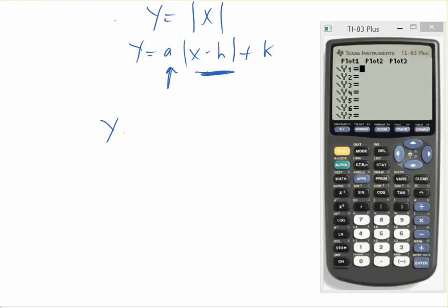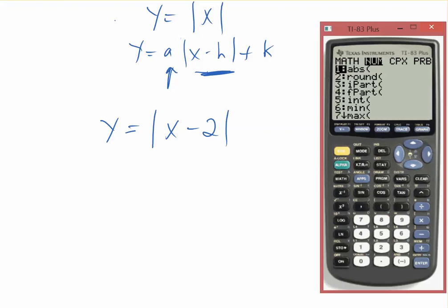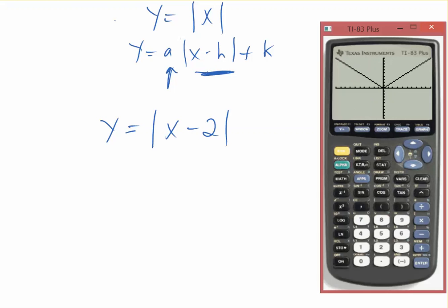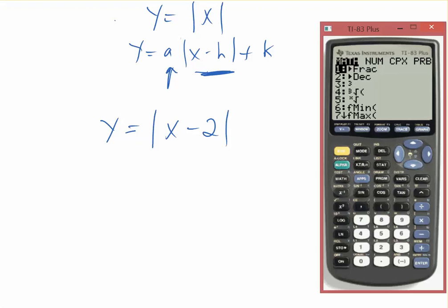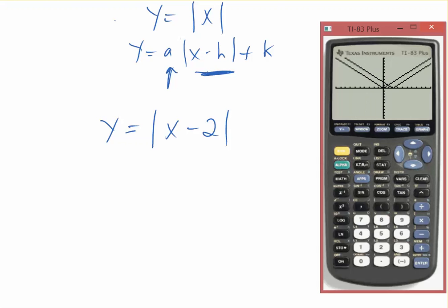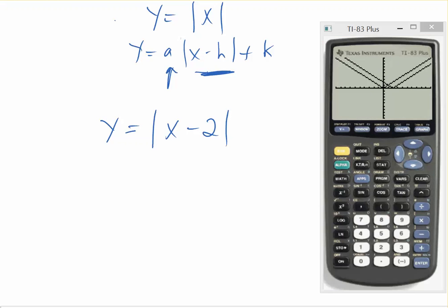So let's try this. Let's try y equals the absolute value of x minus 2. Well, let's keep the absolute value of x, just the normal one, just to make sure that we remember what it was. Okay, that's absolute value of x. Let's try y equals the absolute value of x minus 2. See what happens. Okay, it looks like it just shifted it to the right.